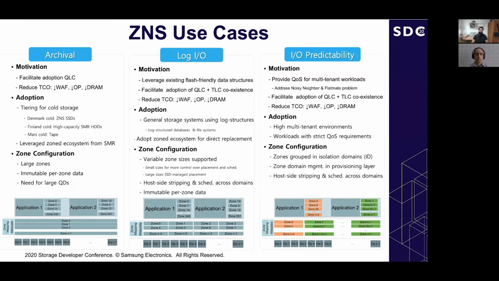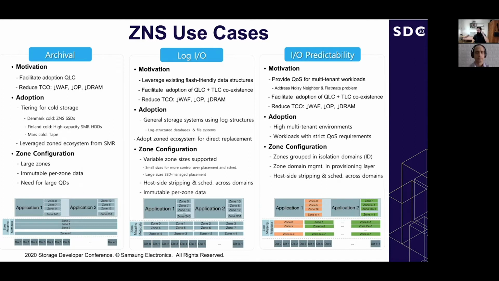We see this use case where we have very large zones that are able to be mapped to very large objects that are already immutable. This means that the host side can do all the work that it needs to do for updates using other technologies, either another layer of SSDs or some persistent memory, NVDIMMs, whatever. And once those large objects are immutable, then they are directly persisted into the ZNS SSD.